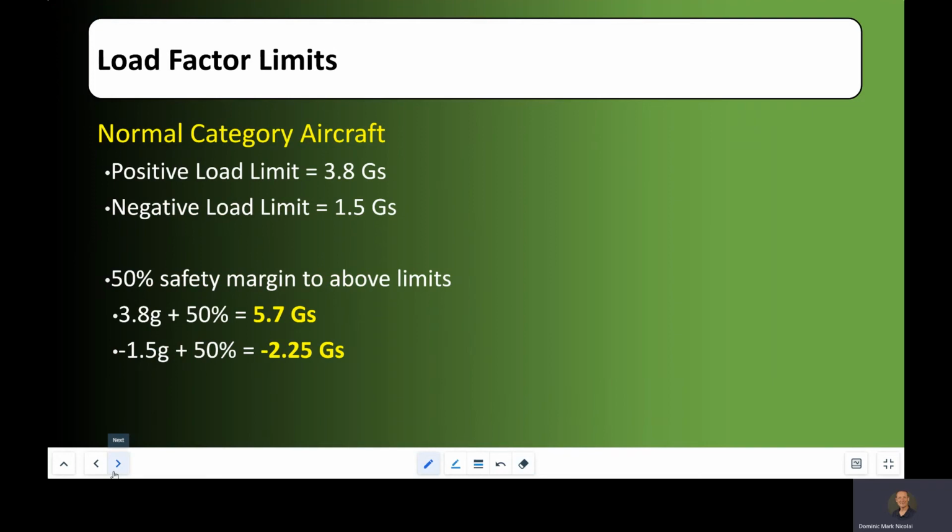So how much is too much? How much lift is too much lift before the airplane starts to fail or become damaged? For a normal category aircraft, which is your Cirrus SR-20, the regulations state that it must withstand a minimum of 3.8 Gs before damage occurs. That's positive, and the negative amount is 1.5 Gs. So that means all the way up to 3.8 positive or negative 1.5 Gs before damage occurs.